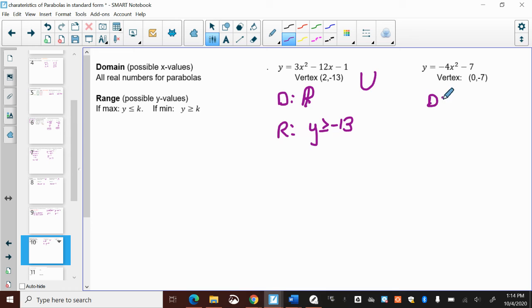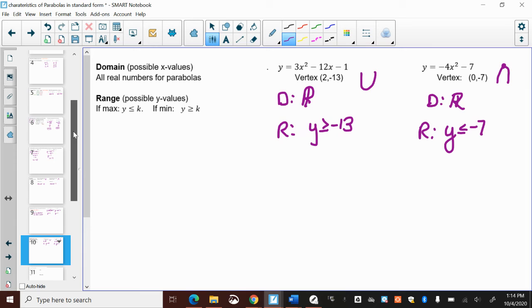Over here, the domain is again all real numbers. Since this one was opening downward, all the y values are below. So the range is going to be y is less than or equal to -7.